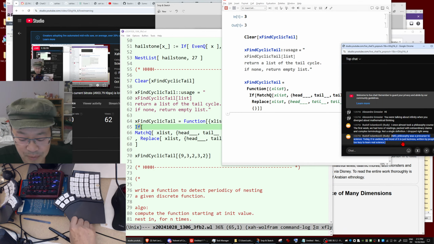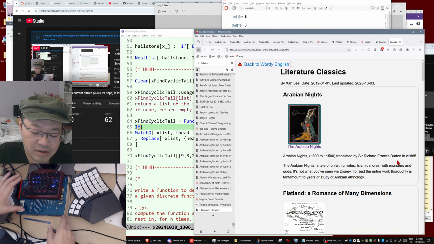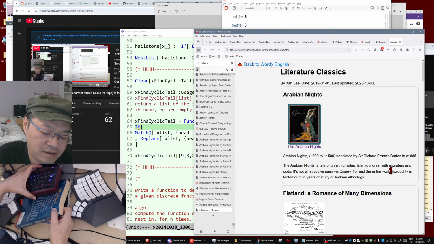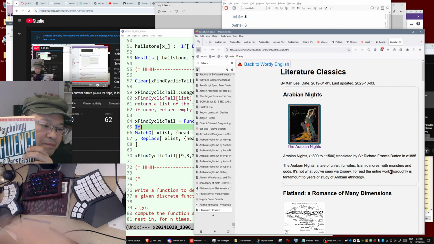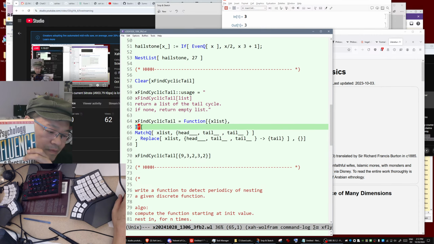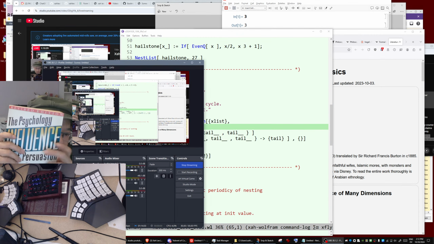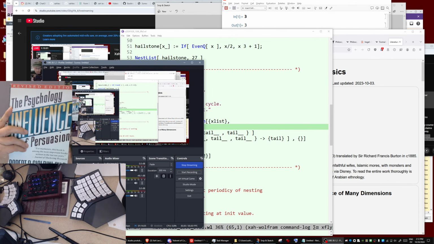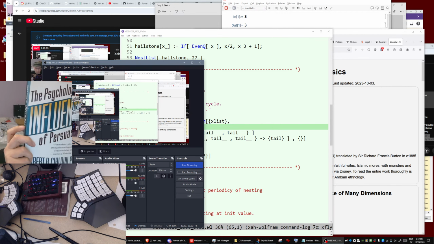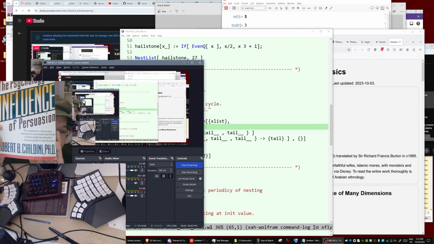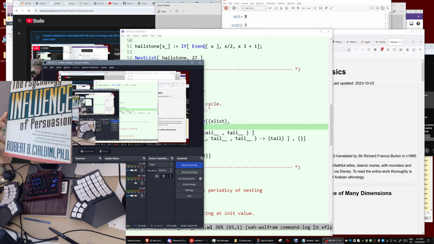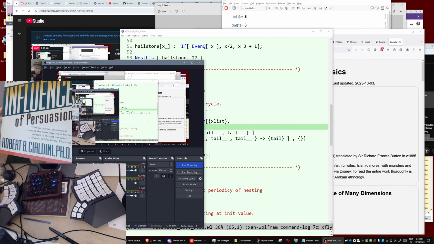For example, there's a book about persuasion, right under here. This is a very popular book, The Psychology of Influence, The Art of Persuasion, something like that, by Robert Cialdini.